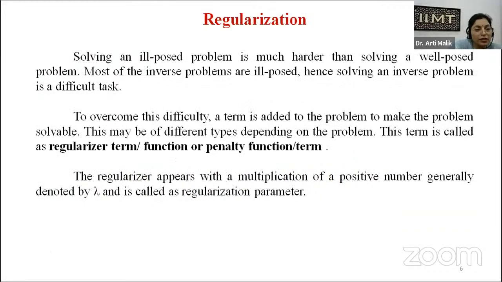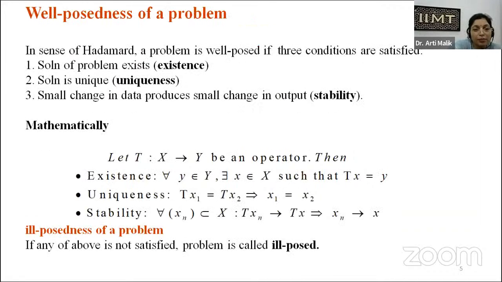Next, well-posedness. In the sense of Hadamard, a problem is well posed if three conditions are satisfied. The first condition is existence: the solution of the problem exists. The second property is that the solution is unique. This property is known as the uniqueness property. And the third one is that small changes in data produce small changes in output. This property is known as stability.